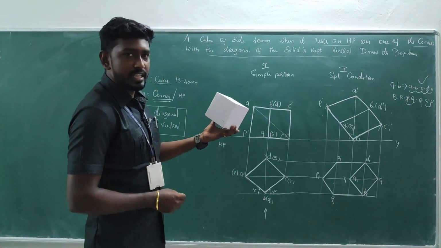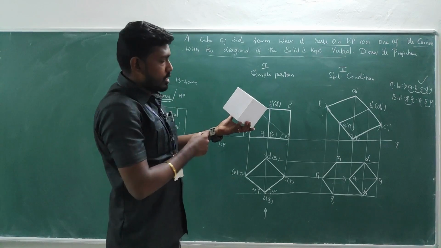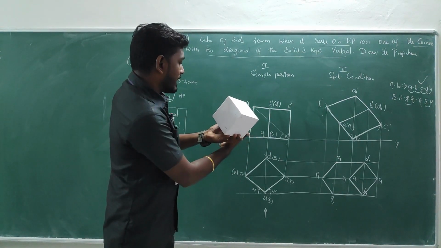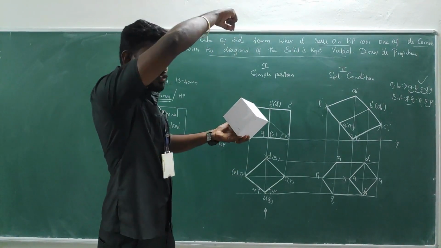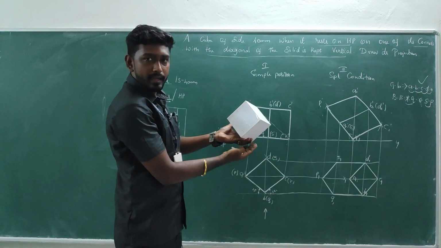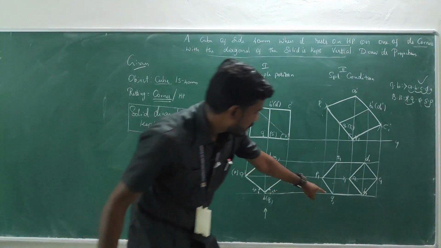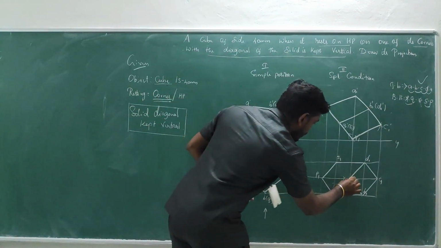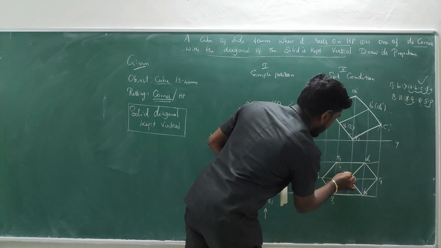So this is how the object is placed, and this is how we are getting the observation from the top. Definitely Q to R and R to S will be invisible from the top. It is just behind, right? It won't be visible from the top. So we need to note Q to R and R to S as a dashed line, an invisible line. So take it as a dashed line.